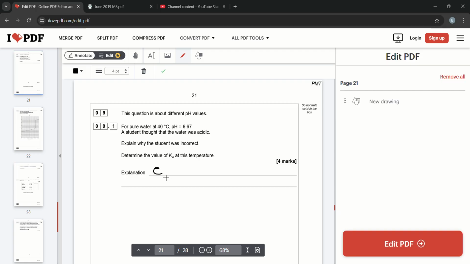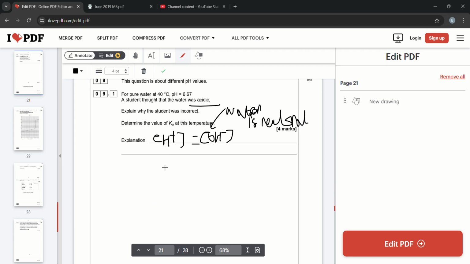It's because H+ is equal to OH-. And what this equation implies is that water is neutral. So if water is neutral, it can't be acidic. Therefore, she was incorrect. And then the second part: determine the value of Kw at this temperature.